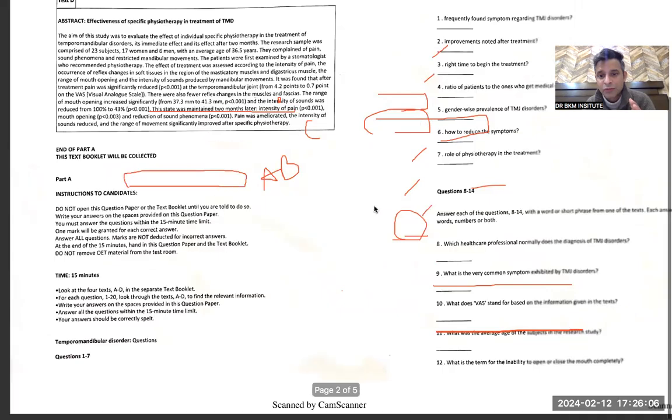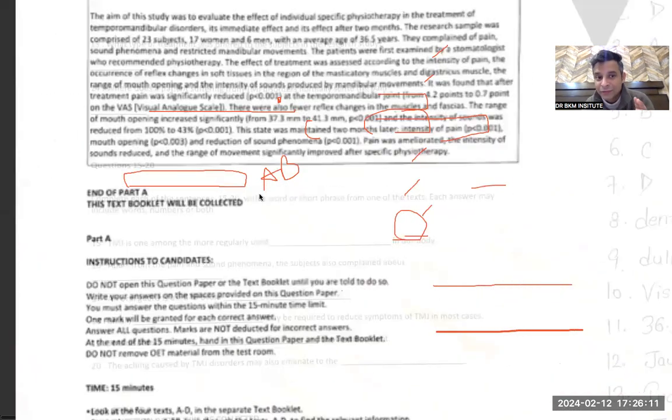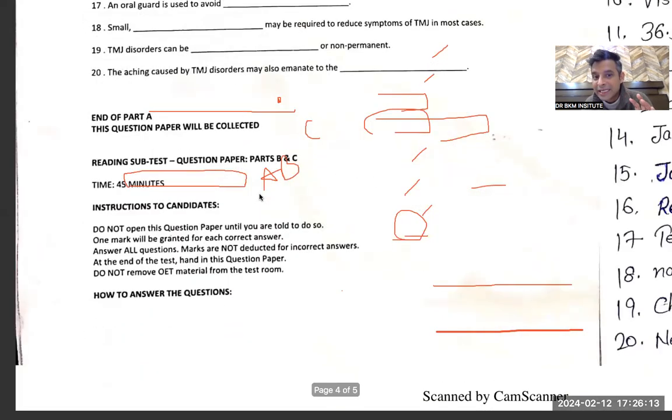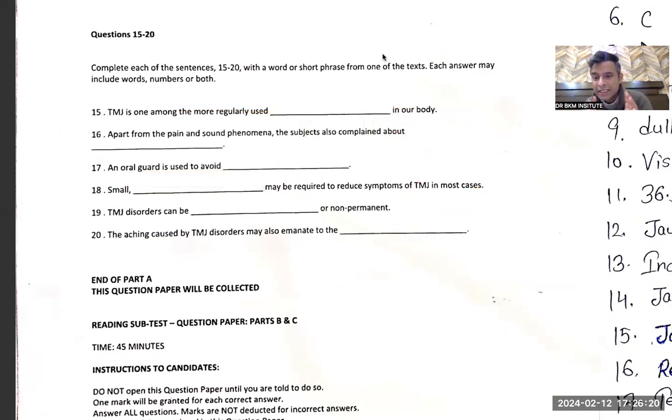Now let me take a couple of questions. Now I know you all have understood. Please don't get careless. Let's try a few more questions because it is about taking it to your subconscious mind. So I will try and take it to your subconscious that keep doing this and this will save your time, energy. TMJ is one among the more regularly used dash in the body. TMJ is a joint. It's a natural blank, but it should be given in part A, first or second line generally because it looks like an introduction of TMJ. But still, I will not do it.